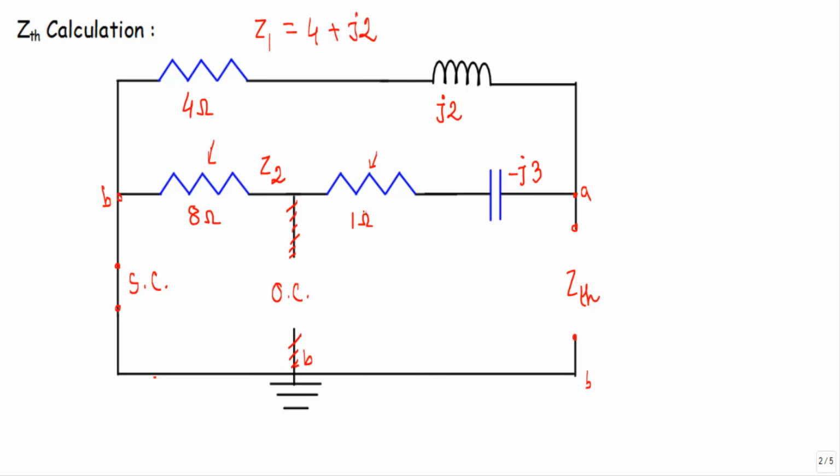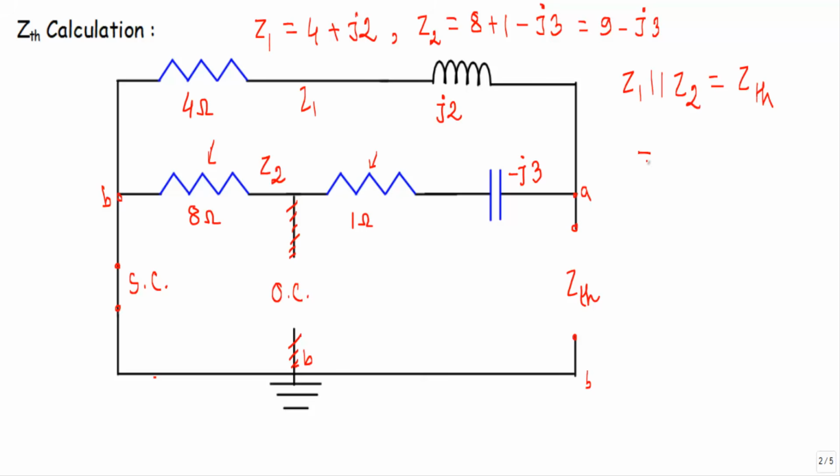If I denote their branch impedance with Z2, what will be the branch impedance of this? Z2 will be equal to 8 plus 1 minus J3. So this will be equal to 9 minus J3. Now look, between this A and B terminals, the impedance Z1, which is the impedance of this branch, and the impedance Z2, which is the impedance of this branch, Z1 and Z2, they are connected in parallel, and their equivalent parallel impedance will give us the Thevenin impedance of this circuit.